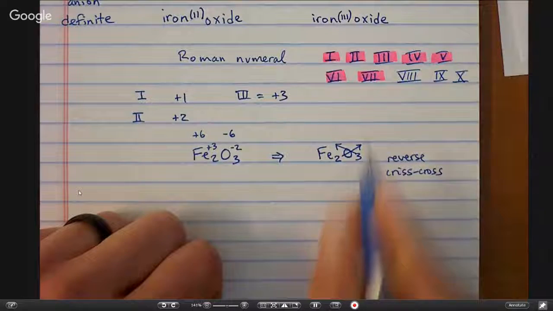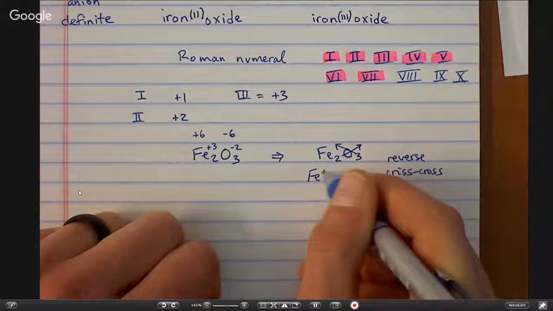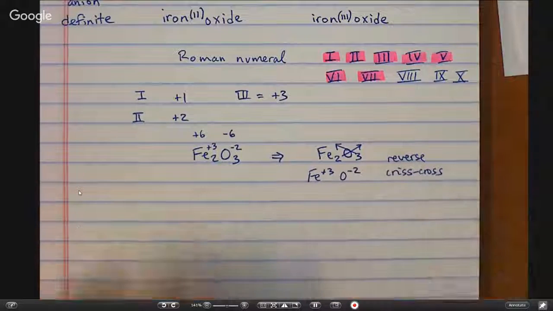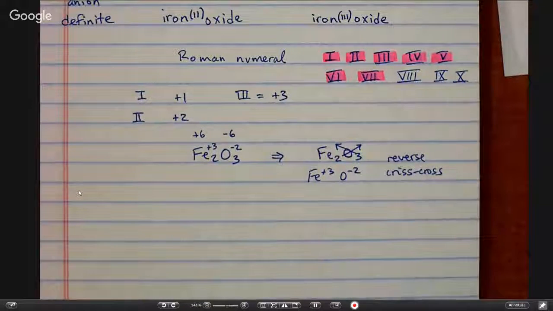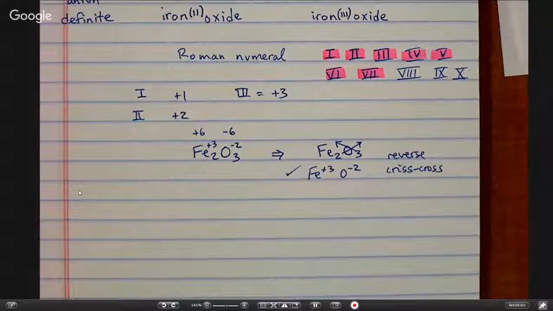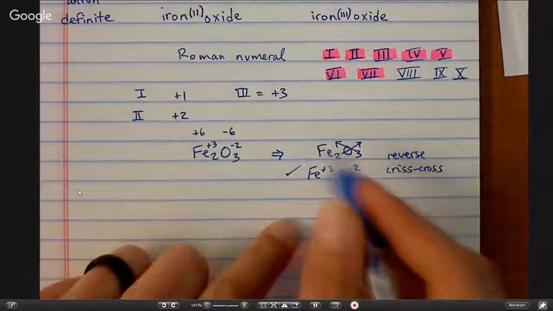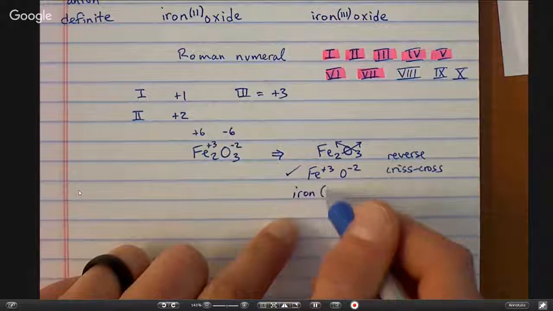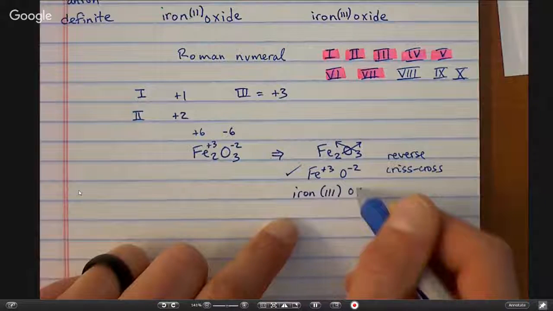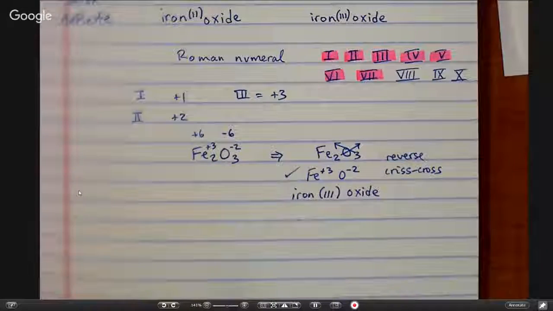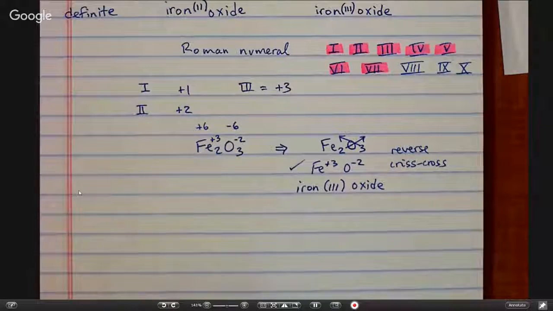All right, and what that gets us is an iron +3 and an oxygen -2. And we say, oh yeah, hey, oxygen's a -2, that's the definite charge, so this is correct. And then naming would be, again, iron 3 oxide.